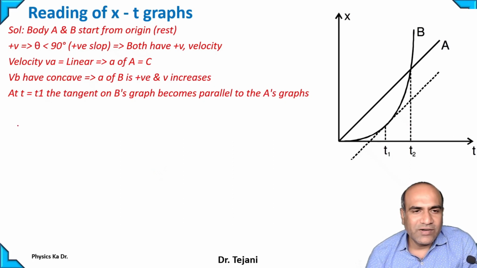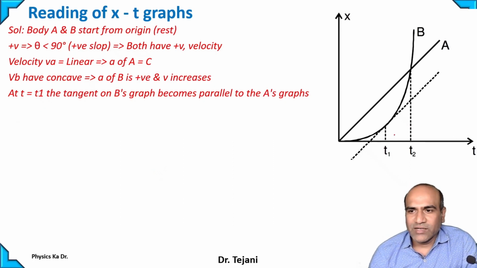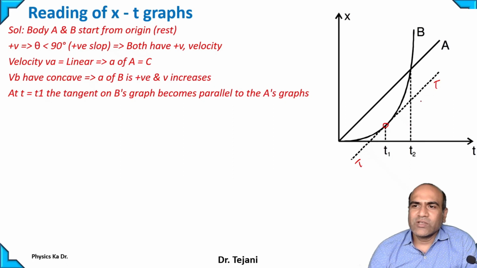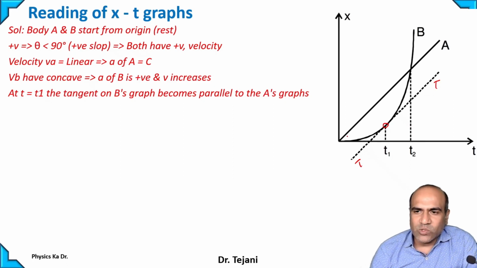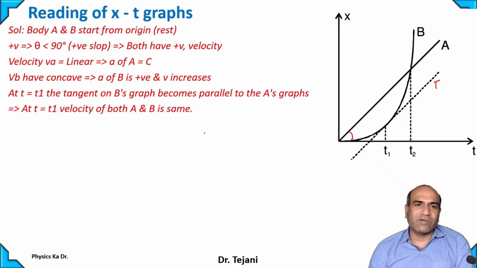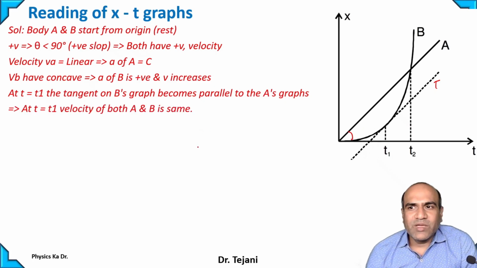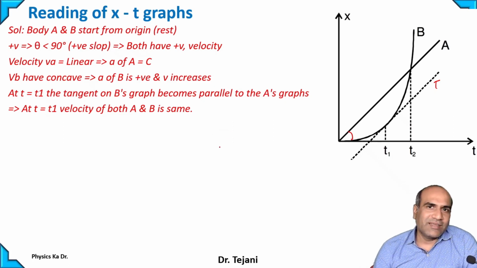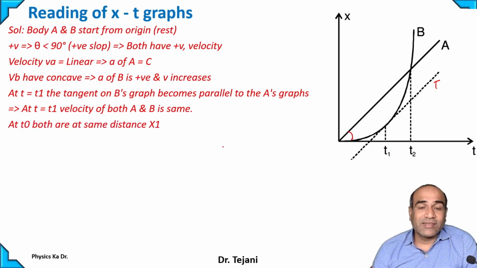Then at t equal to t1, this is the point at t equal to t1. If we take the tangent, this tangent line is parallel to line A. Both are making equal theta. That means at the t1 position, A and B are having the same velocity. Both are having equal velocity. Good.